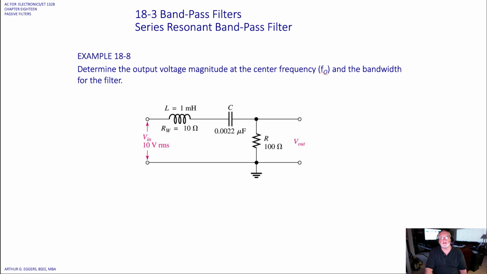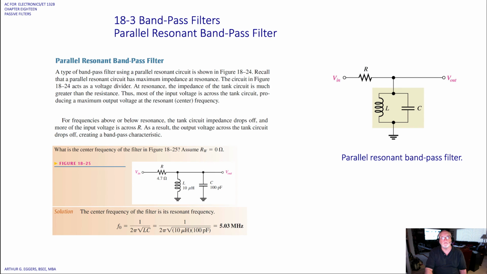Okay, so that's just the example. We just saw the circuit. So when we come back, we'll take a look at the parallel resonant version for calculating the bandwidth and center frequency.